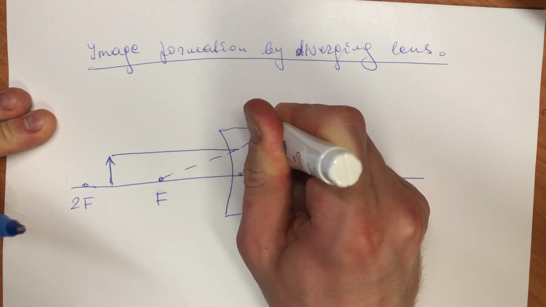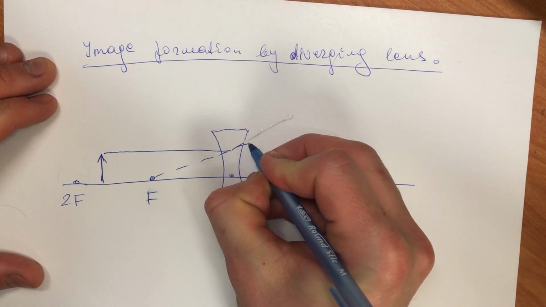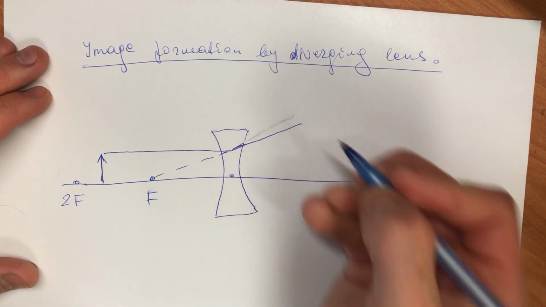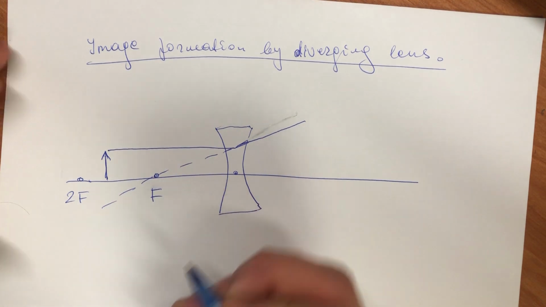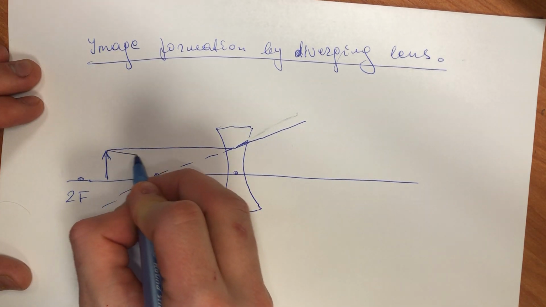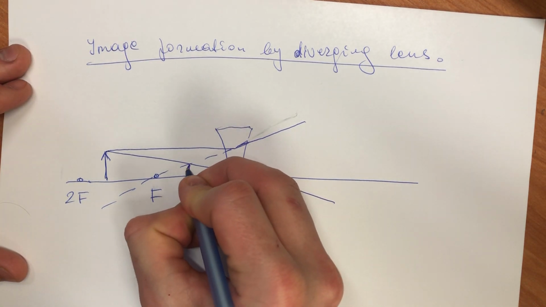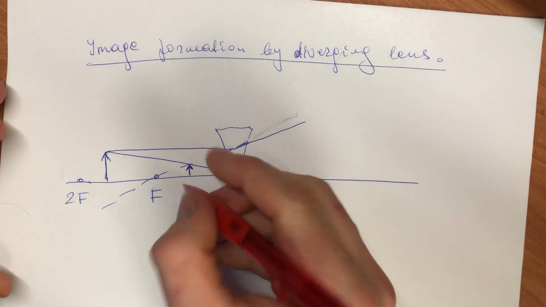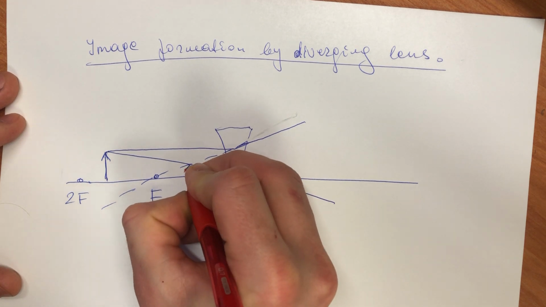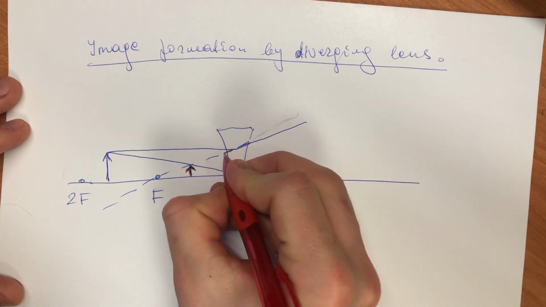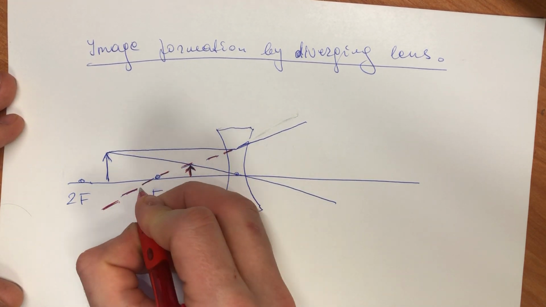Not diverge so much. So it should be diverged like by this amount. Another light ray that goes through the center of the lens is not affected, it is not bent. So the image is formed here. The image is formed here. And because this image is formed by extending of the real light ray, this is virtual.